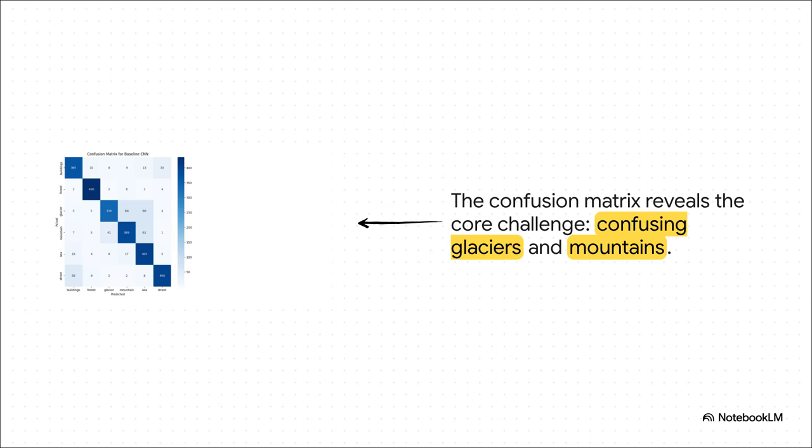And this, my friends, is a confusion matrix. It is a product manager's absolute best friend for diagnosing what's going on. That nice, clean diagonal line shows all the predictions we got right. Everything off the diagonal is an error. And this one immediately put a giant spotlight on our main problem. The model was constantly getting glaciers and mountains mixed up.